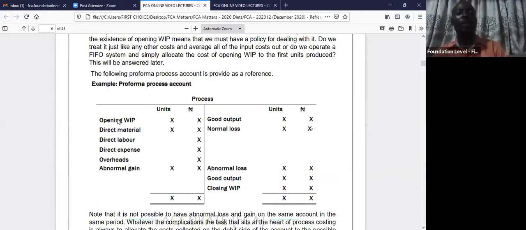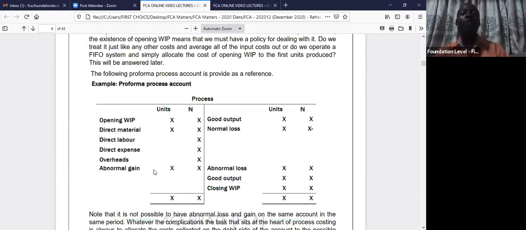The complete format is when you have an opening work in progress, whose units and value here are used, using the weighted average method or the FIFO method to evaluate it. Then you have your direct material. So anything materials, you put units. Now this direct labor, direct expense, and overhead, these three are grouped together and called conversion.